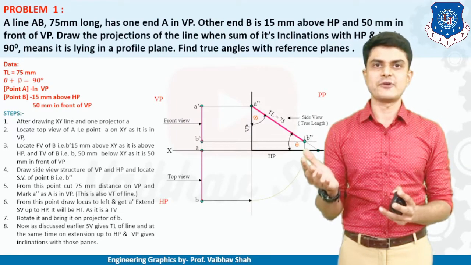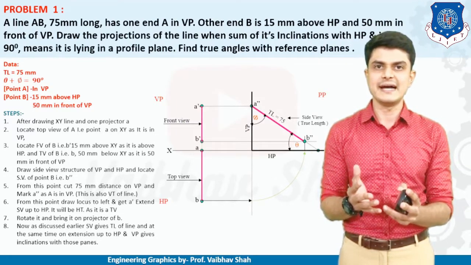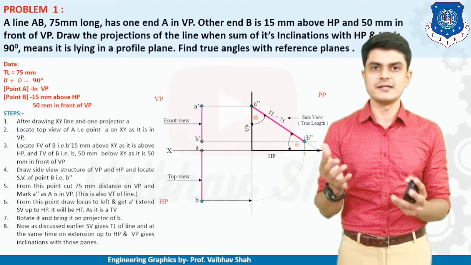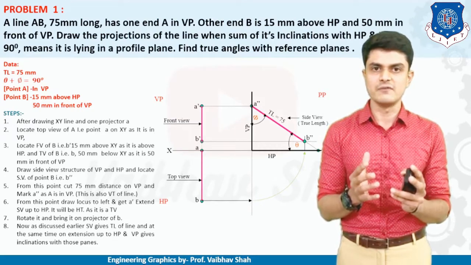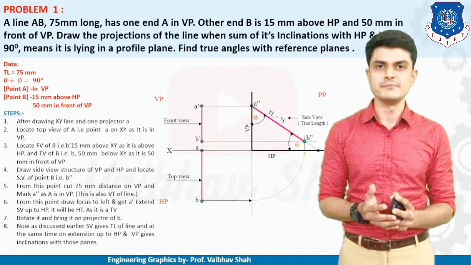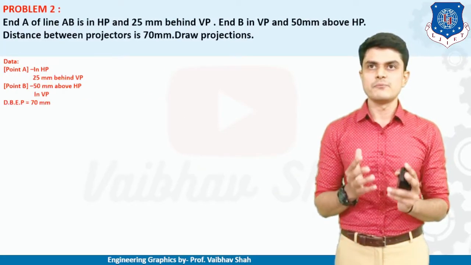So if you find the angle with respect to HP, you will have theta, and if you find the angle with respect to VP, you will have phi. Right? So here it is asked that you need to find the angle with each of the reference planes, so you can find it by this method. So now let us move on to problem number 2.